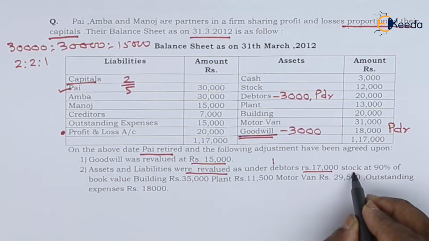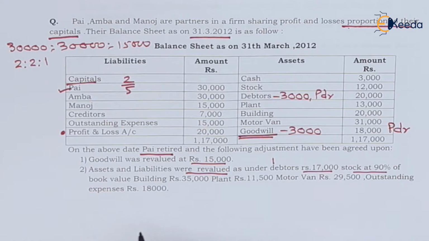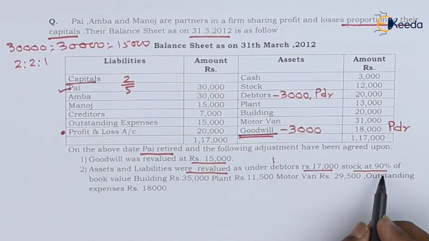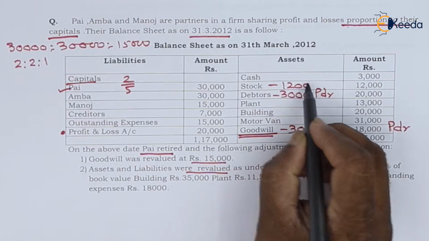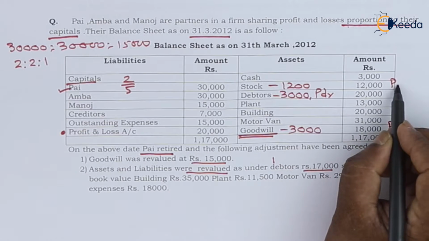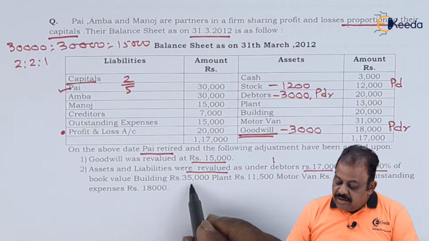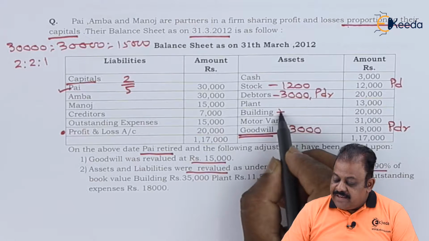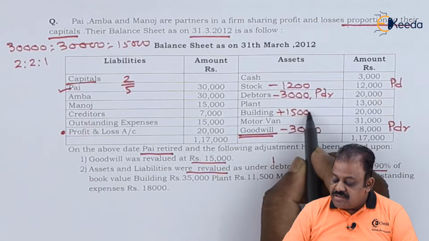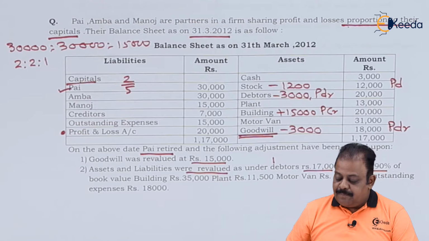Stock at 90% of book value. Stock here we have 12,000. 90% of book value means it is reduced by 10%, that is less by 1,200. Second effect, profit and loss adjustment account debit. Building 35,000. Building here is 20,000. So we will have to increase it by 15,000. Second effect, profit and loss adjustment account credit.